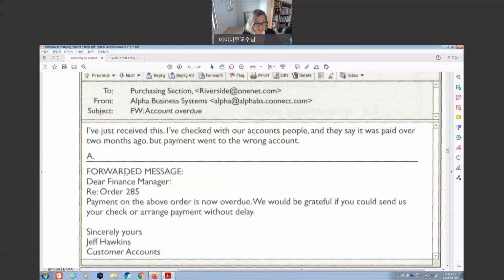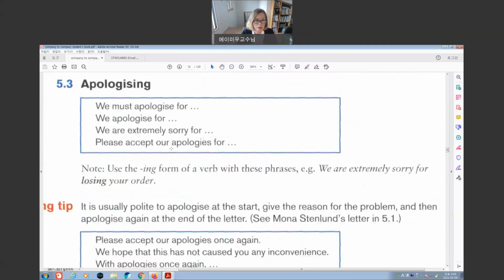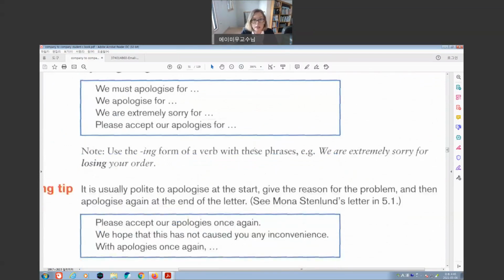This is in response to this forwarded message. First they contacted them and said payment on the above order is now overdue. We would be grateful if you could send us your check or arrange payment without delay. And then you say, I've just received this. I've checked with our accounts people and they say it was paid over 2 months ago, but payment went to the wrong account. Here where it says A, you can write your apology. You can use some of this language here. I will give you a minute to do this in your notebooks. Okay, 2 minutes.